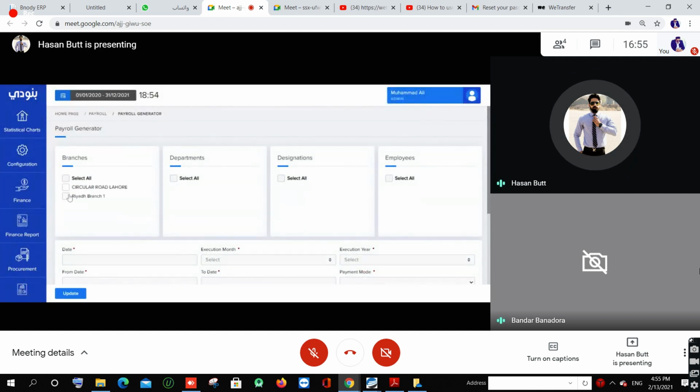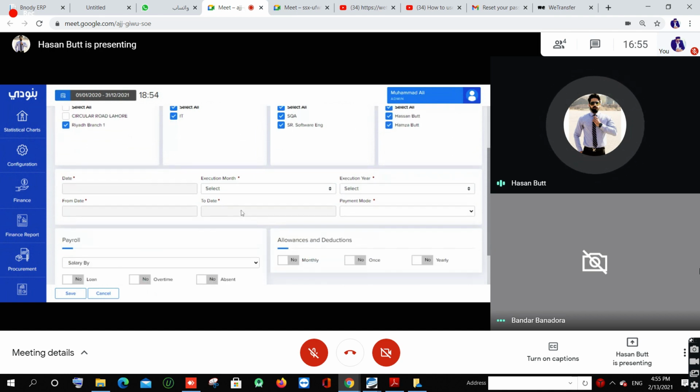So I want to generate the salaries of Riyadh branch 1, all the employees of all the departments. I want to generate the salaries for all of them. So I will add the execution month, the month for which this salary is going to be created. I am going to create the salary for February. This is the execution year. This can be 21.